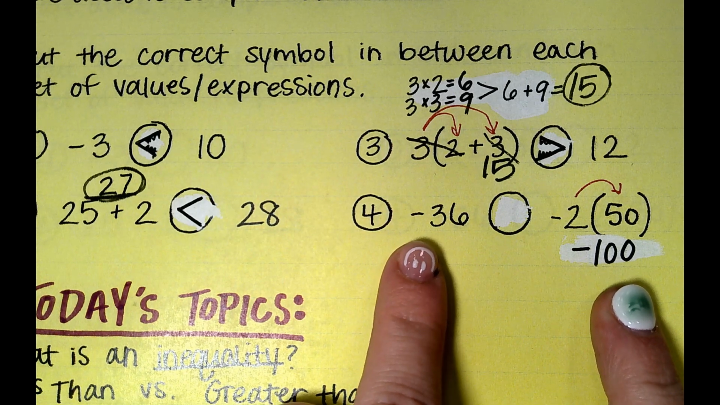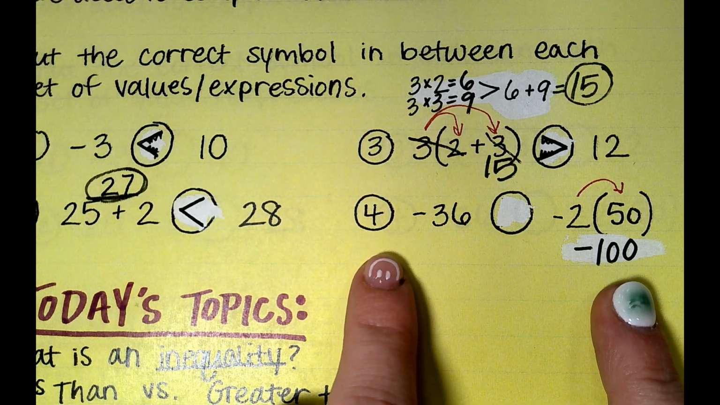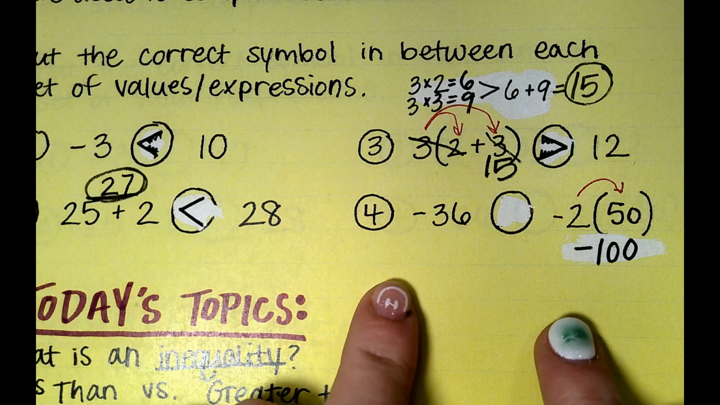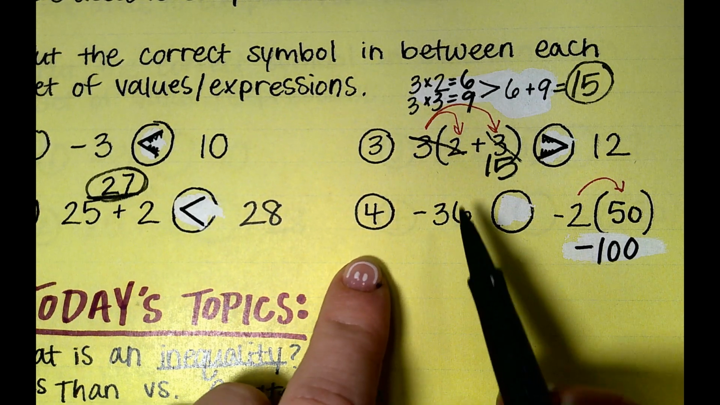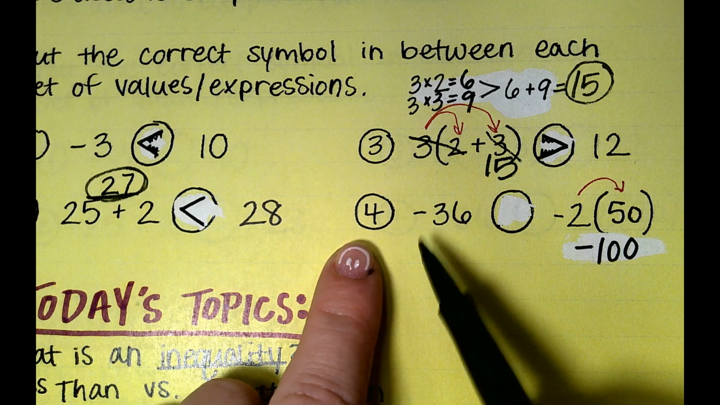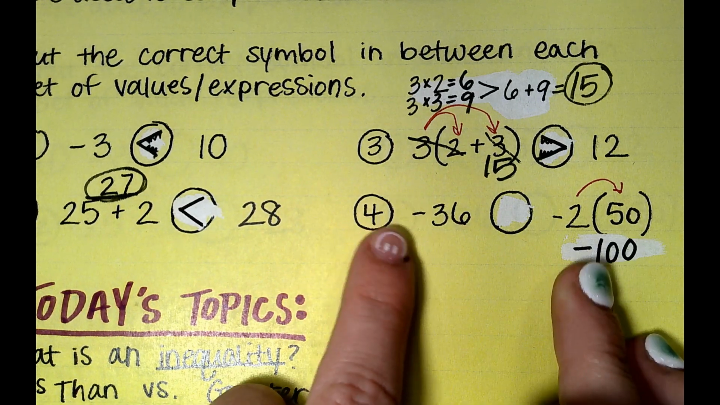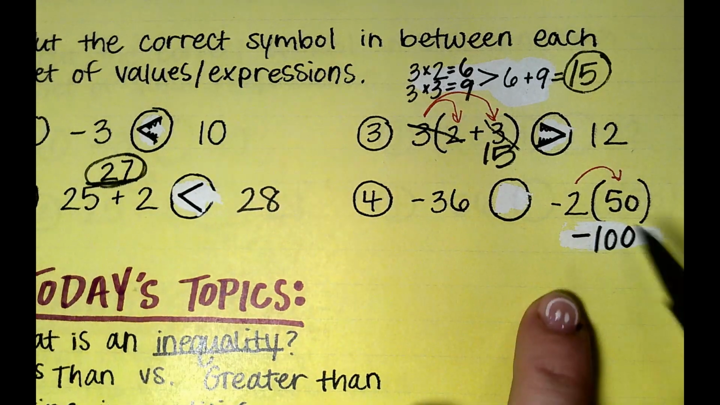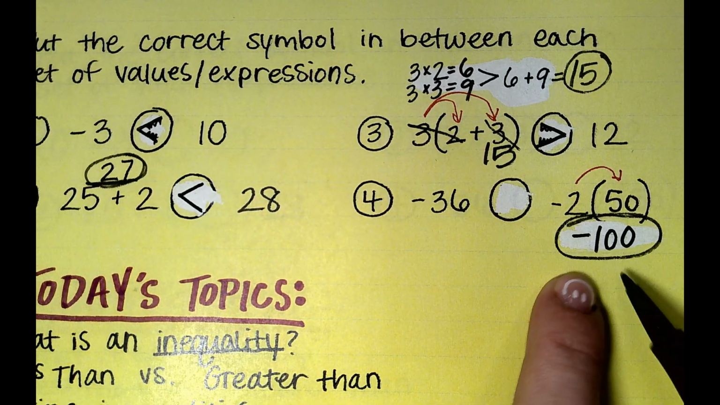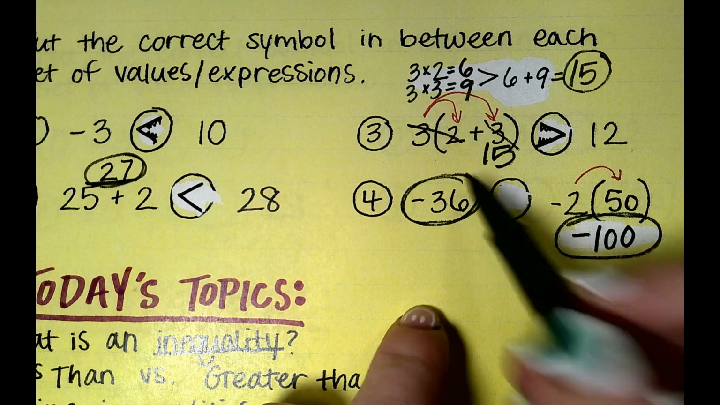Now, comparing two negative numbers can be tricky. We need to think about which one is actually smaller, which one's actually bigger. So negative 36 and negative 100, which one has a bigger value? Positive 100 would have a bigger value. But this is negative. Now we have just negative 100 and negative 36. We're just comparing those two.